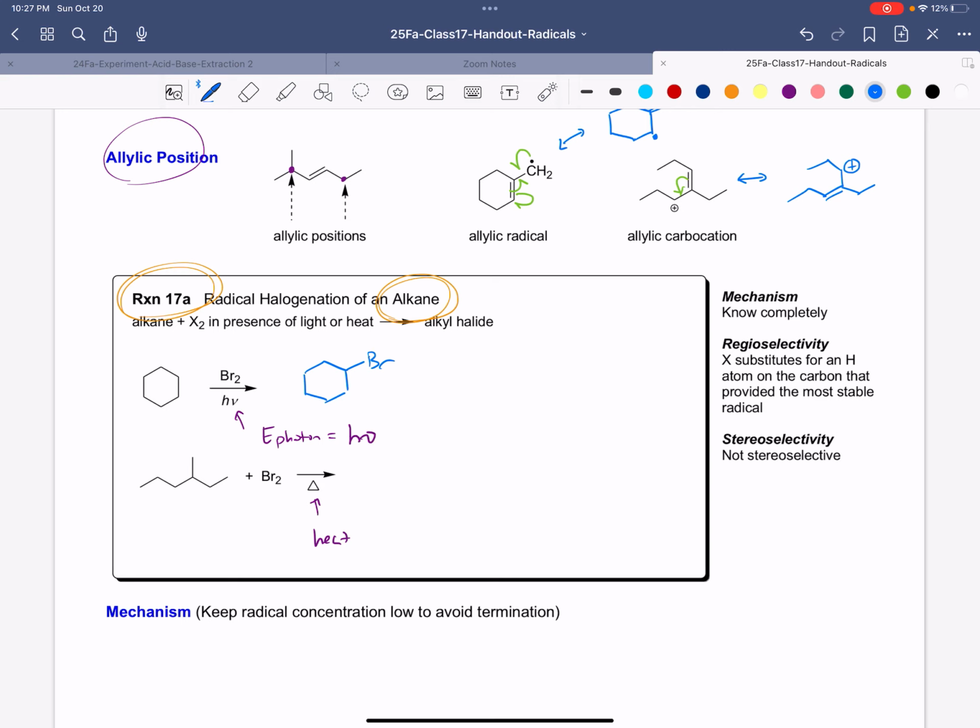Now, what if you have carbons that are different substitution, primary, secondary, and tertiary? Well, we are going to remove the hydrogen off of the most substituted carbon that has a hydrogen, which is this one, tertiary. You know, there is no hydrogen if the carbon was quaternary. And we're going to replace that hydrogen with a bromine. You do need to know the mechanism. We'll go over that next.